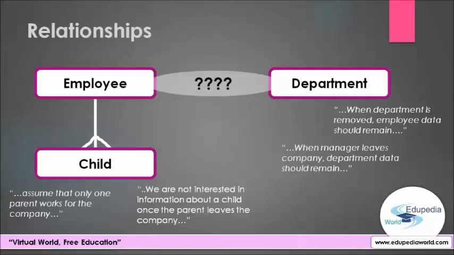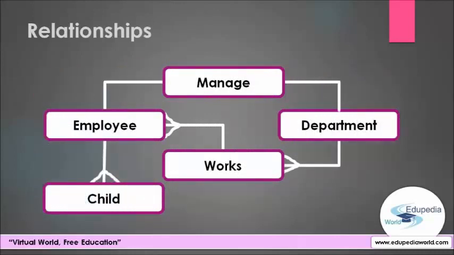Here we have to mention two things. There are many employees who work for each department, and there is exactly one employee who manages each department. With regard to that, it says when department is removed, employee data should remain, and also when manager leaves the company, department data should remain. So the ideal way is to use two different entities for the work related records and the managing related records. So for this manage entity, it has a one-to-one relationship between the department entity and also with the employee entity.